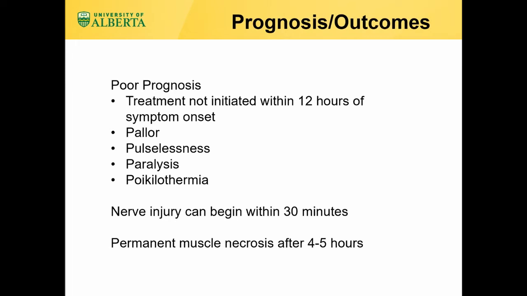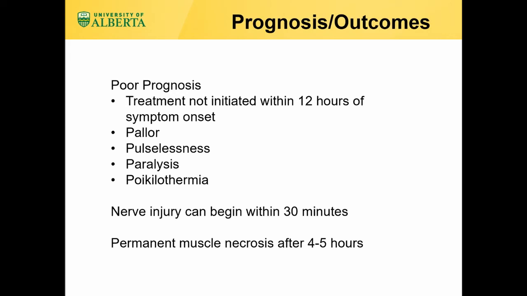The best way to improve outcomes is to have a low index of suspicion for compartment syndrome and treat with early fasciotomy to prevent permanent muscle necrosis and nerve injury. Permanent muscle necrosis can develop after 4 to 5 hours, and nerve injury begins as quickly as 30 minutes post-injury.